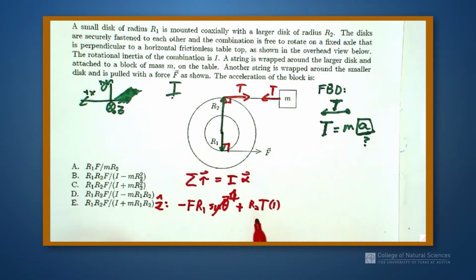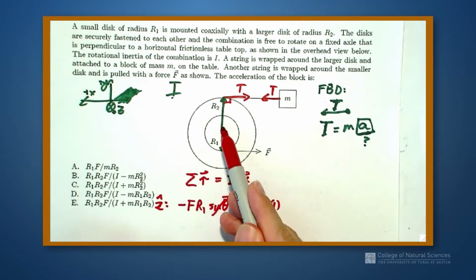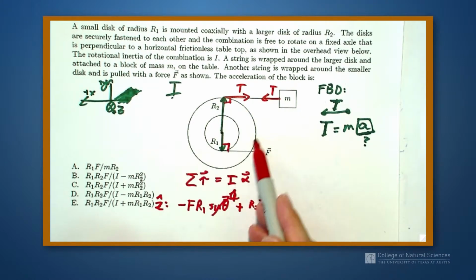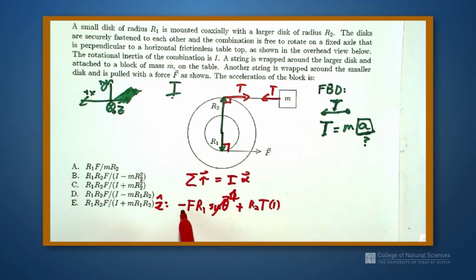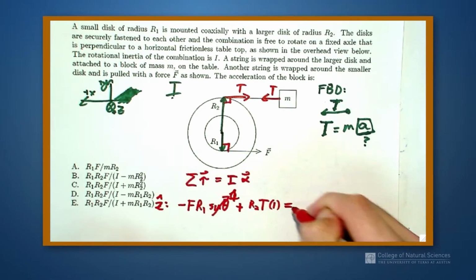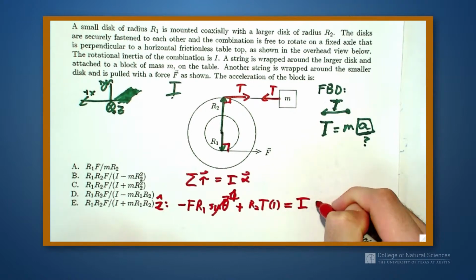And I do one check right here. F tries to make this thing spin counterclockwise. T tries to make this thing spin clockwise. So they have to be opposite signs. And this is going to give me I alpha.